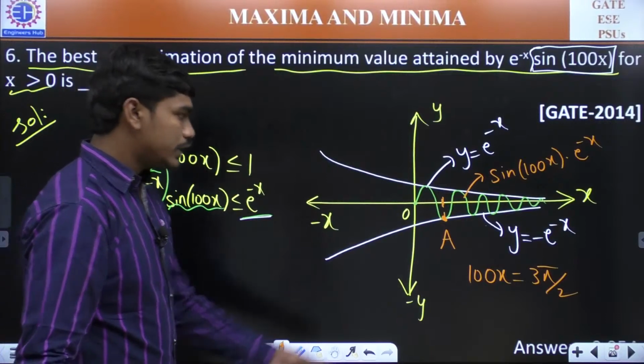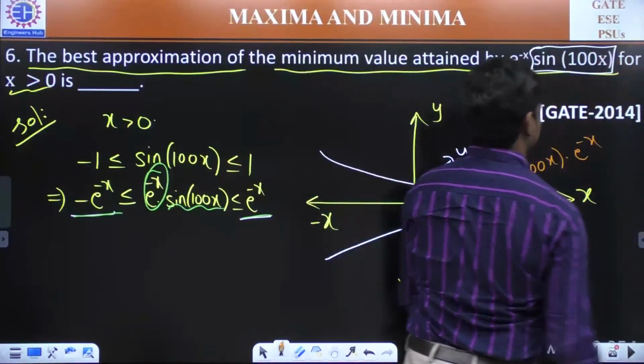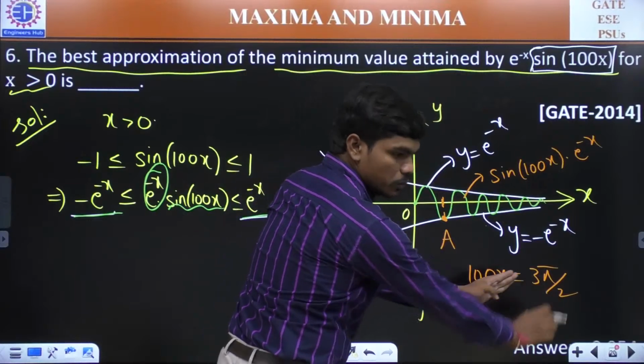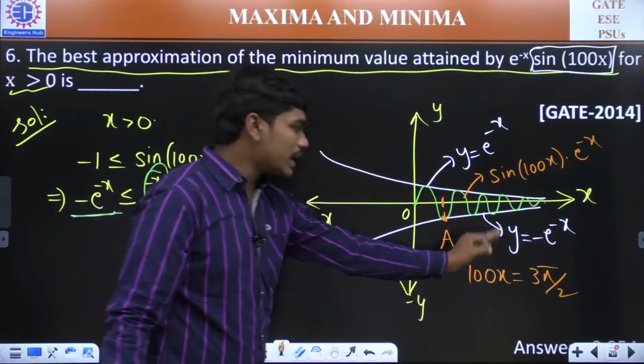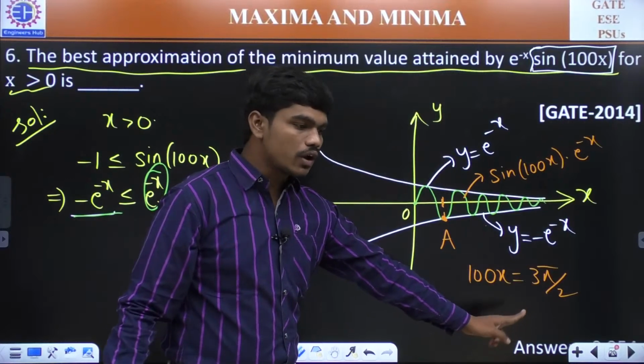Correct? Did you all understand why I wrote this? Because this is not the sin x graph, this is the sin of 100x graph. So this 100x should be equal to this 3 pi by 2. Clear? Did you all understand this equation? If you understand this equation, that's it. Question is done. Can you all understand this equation?